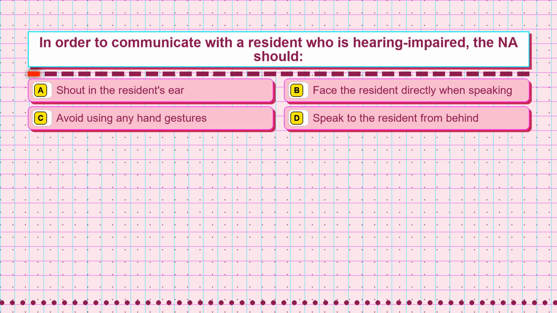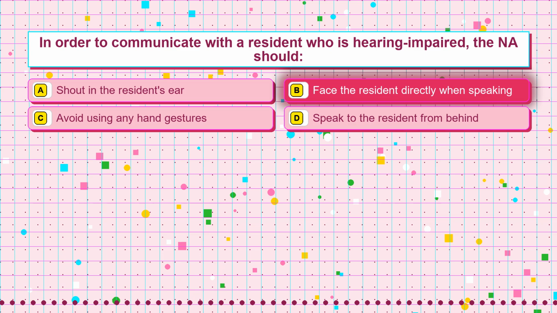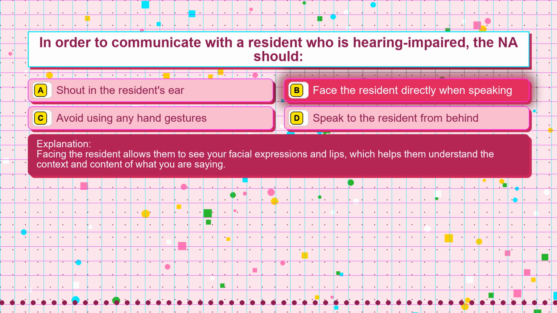Question 73. In order to communicate with a resident who is hearing impaired, the NA should: Option A, shout in the resident's ear. Option B, face the resident directly when speaking. Option C, avoid using any hand gestures. Option D, speak to the resident from behind. The correct answer is option B, face the resident directly when speaking. Facing the resident allows them to see your facial expressions and lips, which helps them understand the context and content of what you are saying.